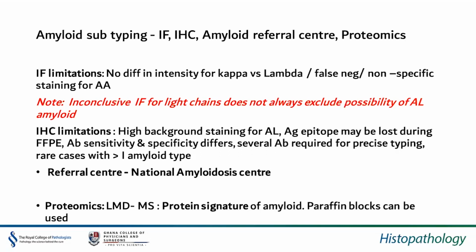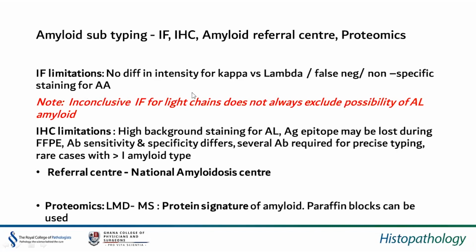And of course, apart from AL and AA amyloid, there are so many other types of amyloid. You have the familial types and several others, and each of them has a typical type of signature. So immunofluorescence helps, and we must, of course, do the kappa and lambda light chains in each case of amyloid to look for whether it's AL, whether there's any light chain restriction. But it has its limitation.